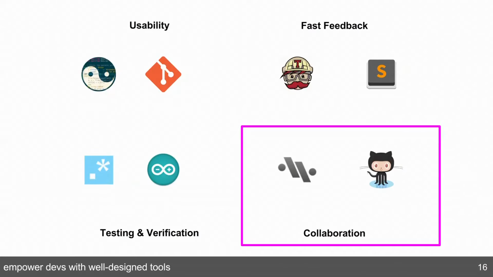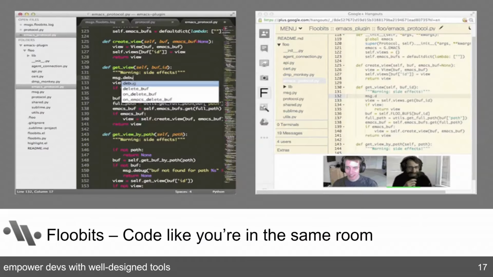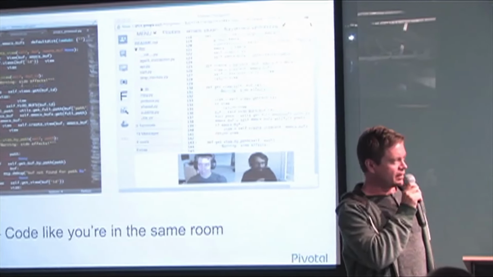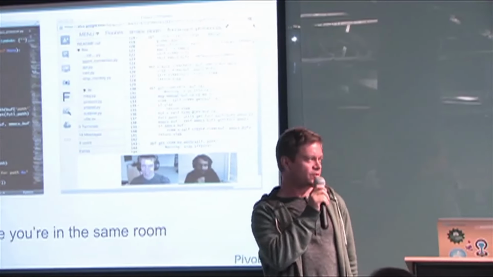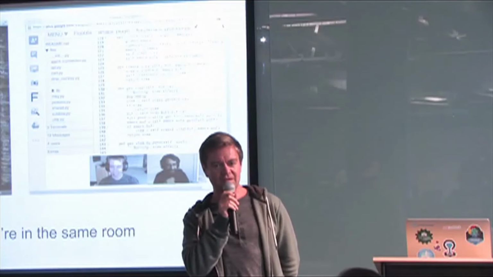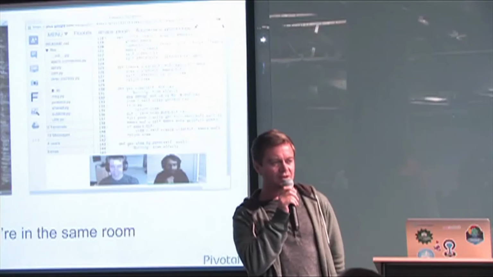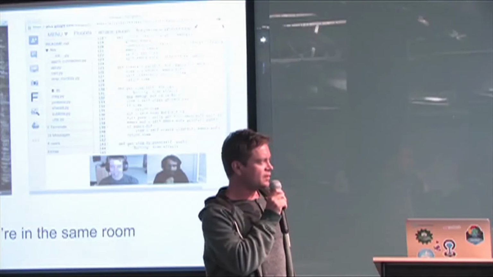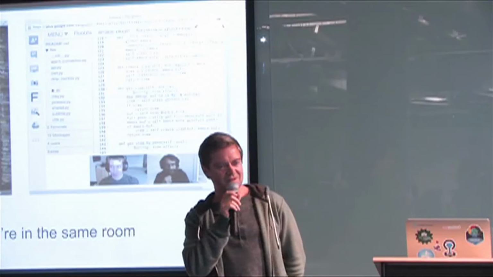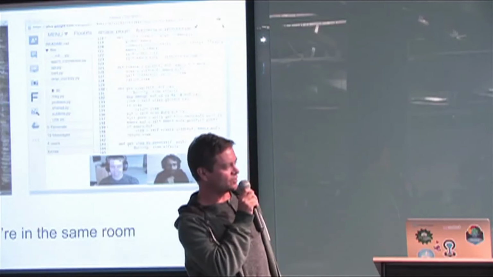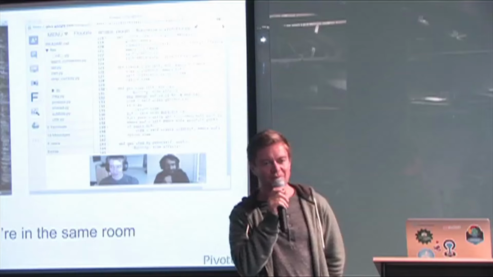Another one is collaboration. In software development, collaboration is key, right? And we care about pairing here. And one of the drawbacks of pairing, if there are any drawbacks, is when you're remote, it's a little bit challenging to feel like you're actually collaborating with someone, that you can have a conversation with them and give fast feedback to each other. So these people at Flubits made a Google Hangout plugin or something. I don't know if anyone here has used it, but it looks really cool. And they look like they're having a really good time.